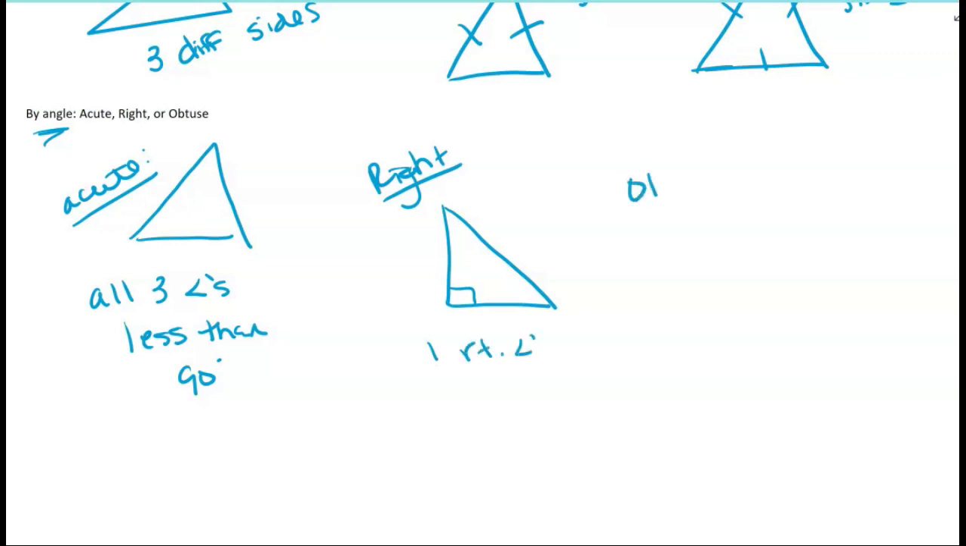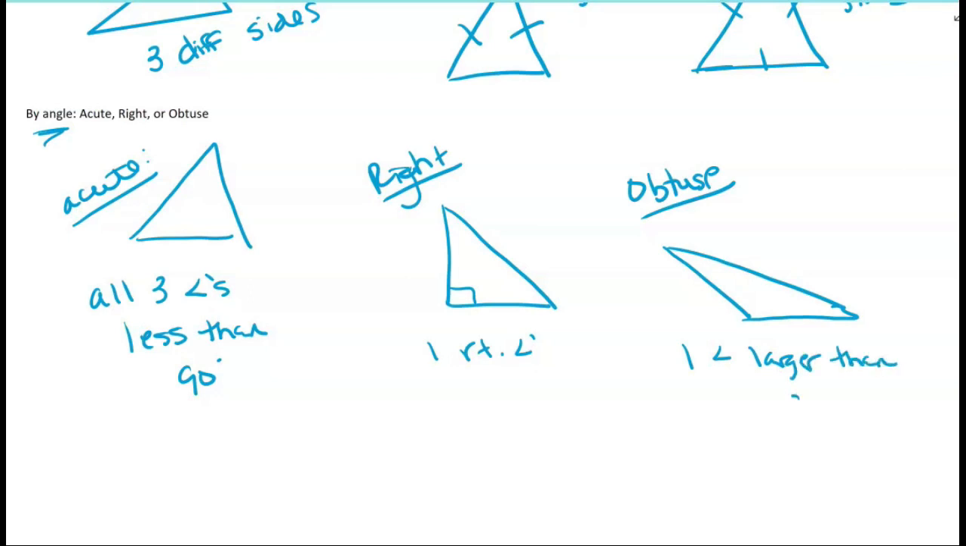And then an obtuse triangle contains one obtuse angle. So one angle larger than 90 degrees. Okay, so those are just the way that we classify them. All right, so let's do some examples.